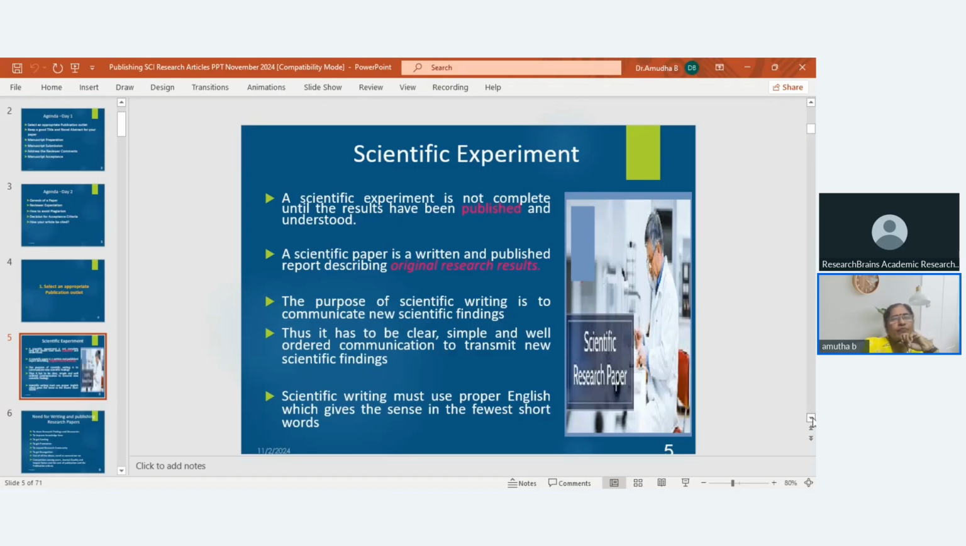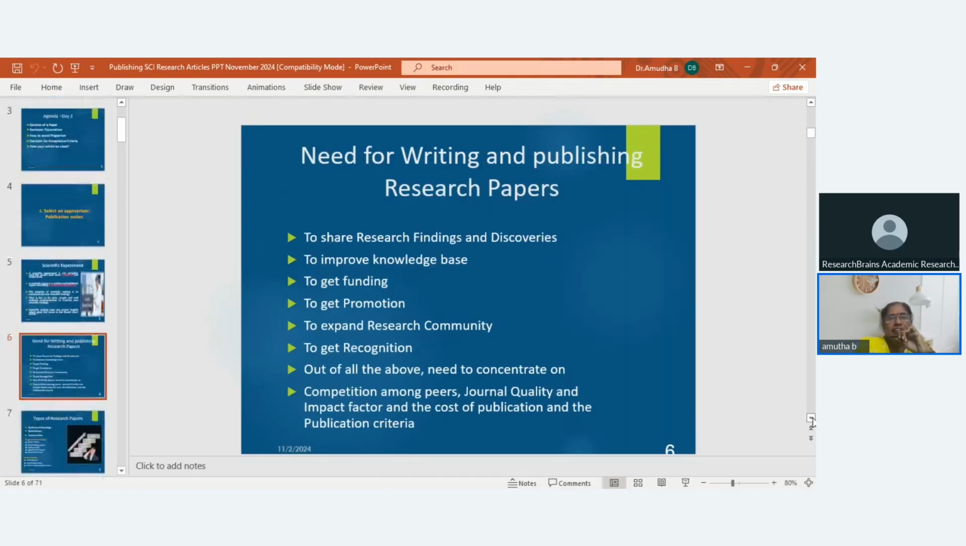You are writing what you have done, how the experiment was started, what was the process involved, what was the procedure involved, what was the algorithm you applied, and what was the result you got. Based on all this, you are making a report, making a paper, and using that information, you want to publish it as a scientific paper. Because it is a scientific invention, you want to publish it as a scientific paper.